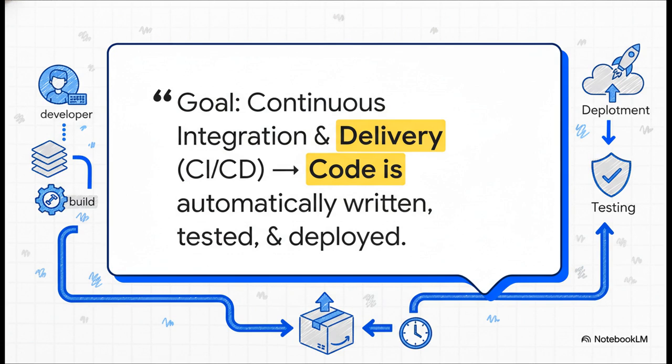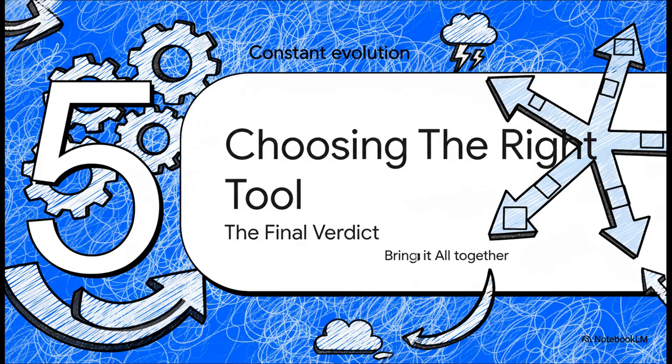What that really means is creating a fully automated pipeline where, as soon as a developer writes new code, it is automatically built, tested, and shipped to users. Companies like Amazon use this to release new features multiple times a day. It's incredible. Okay, so we have covered a lot of ground.